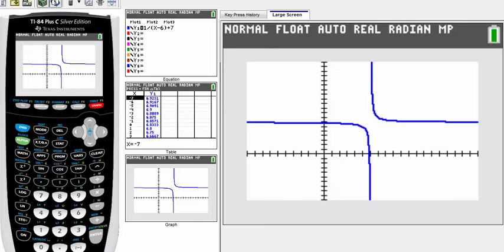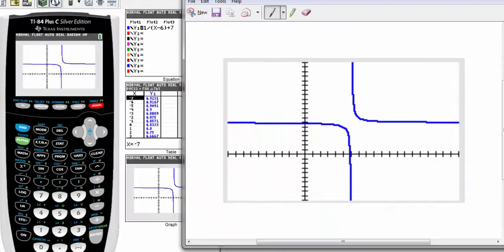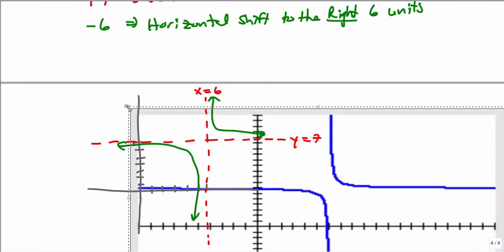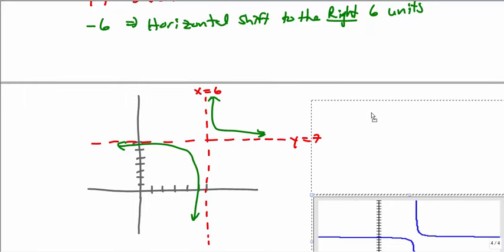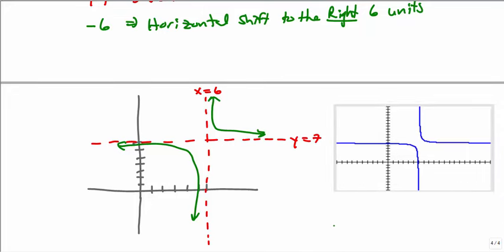So let's go ahead and paste this into our lecture, and then compare those values. And you can see they're remarkably similar. Of course, the calculator graph looks a little bit cleaner. But I could easily sketch in our vertical and horizontal asymptotes.